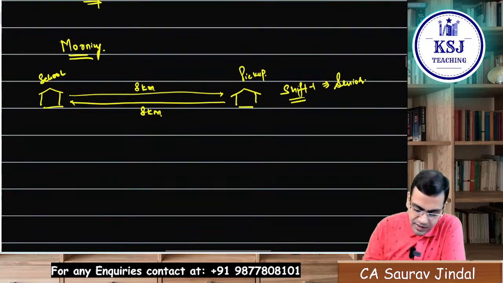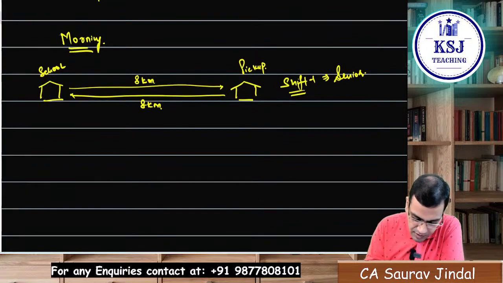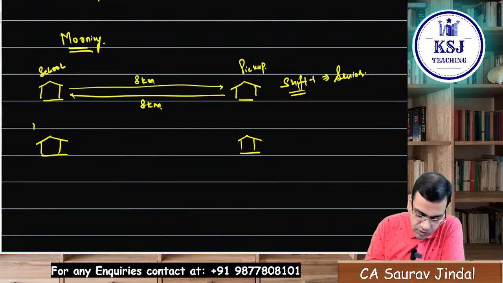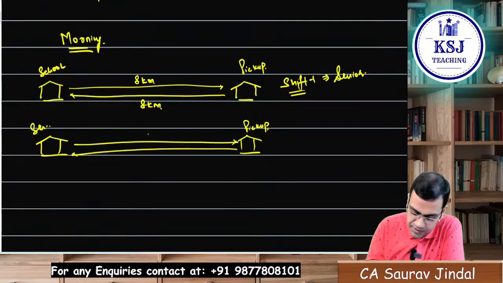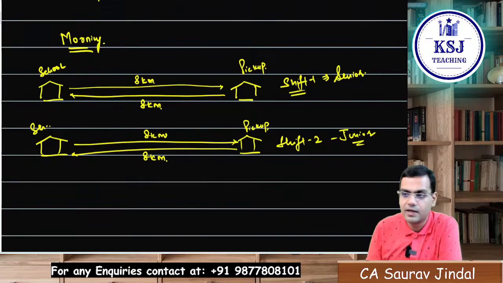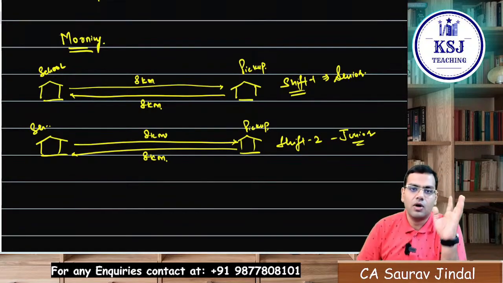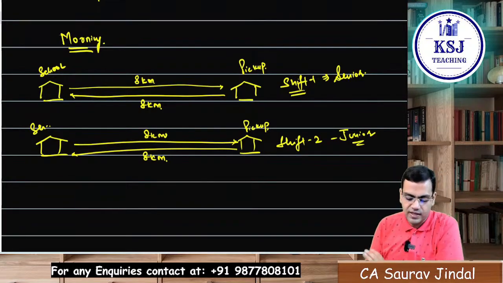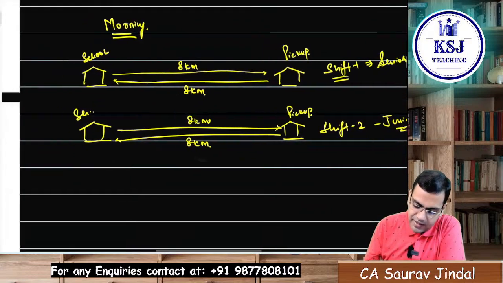Now, what will happen in the second shift, sir? Again, in the second shift, this is your school and this is your pickup. Again, the bus will go to the pickup point, come back, traveling 8 kilometers, again 8 kilometers. Right, this is shift number 2, that is junior students. Clear? This is the whole fundamental regarding the morning, that how the buses are moving in the morning. So how many trips are there?